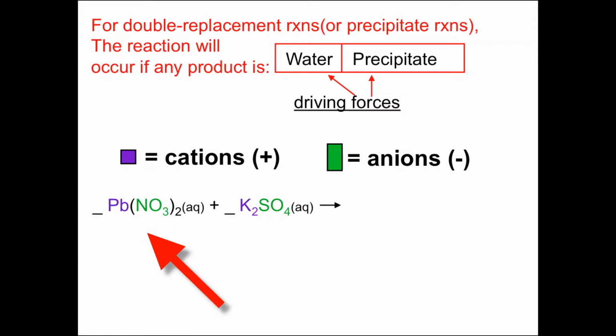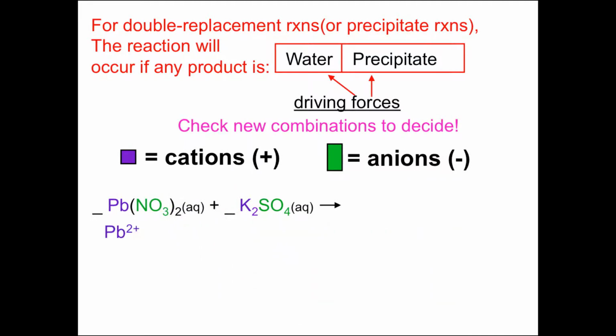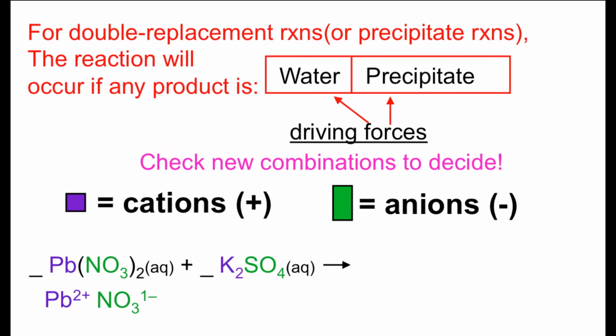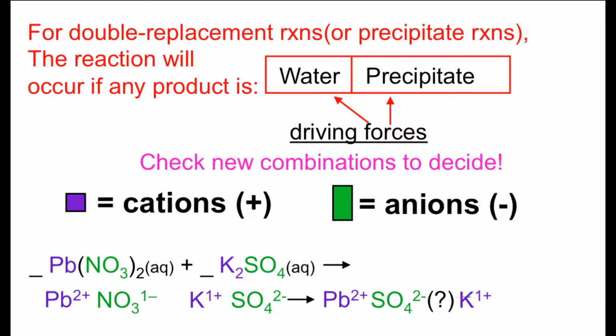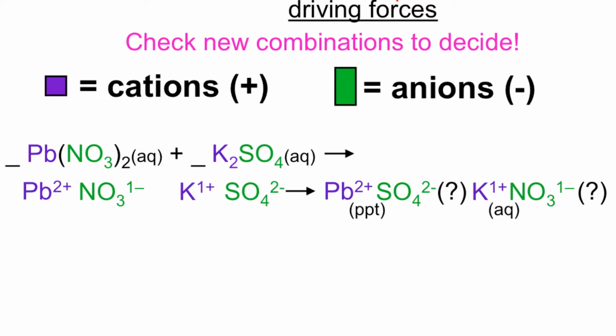All right, so notice down here at the bottom we've got some lead nitrate and some potassium sulfate, both of them solutions. Let's see what happens. The lead ions and the nitrate ions separate from each other. The potassium ions and the sulfate ions separate away from each other, and they form lead sulfate and potassium nitrate. The lead sulfate's a precipitate. The potassium nitrate is aqueous. So since this forms a precipitate, it's something that we need to worry about writing a net ionic for.